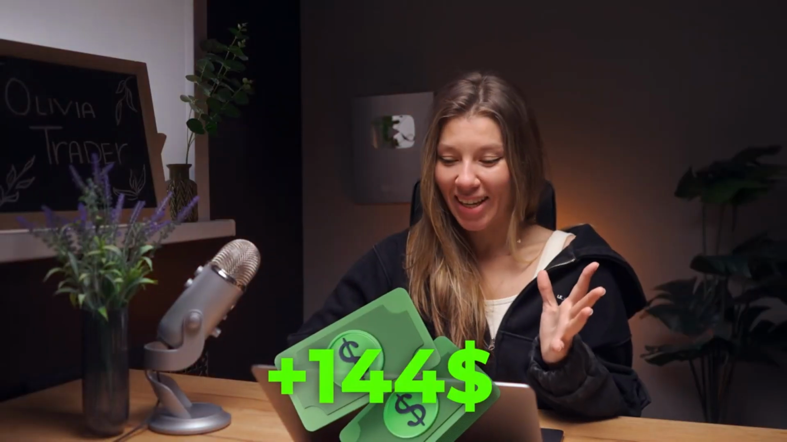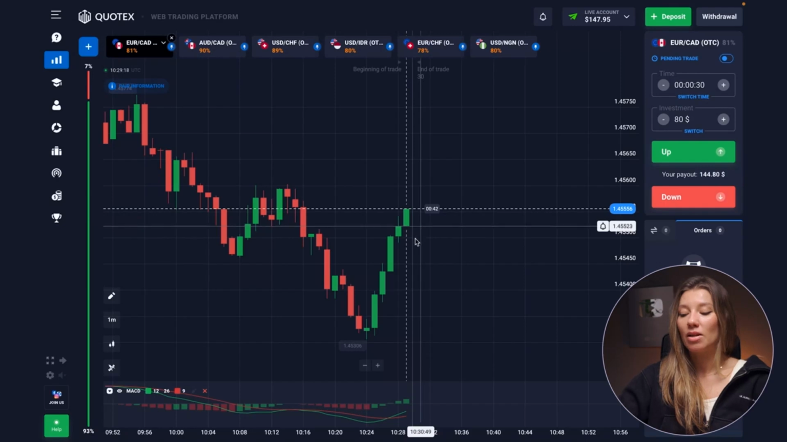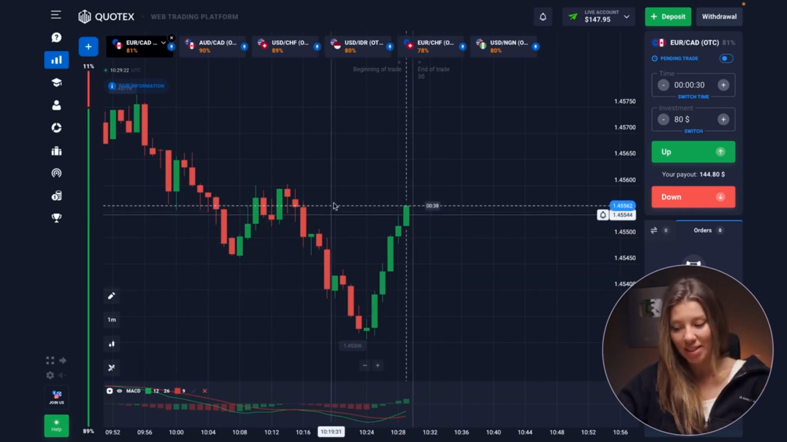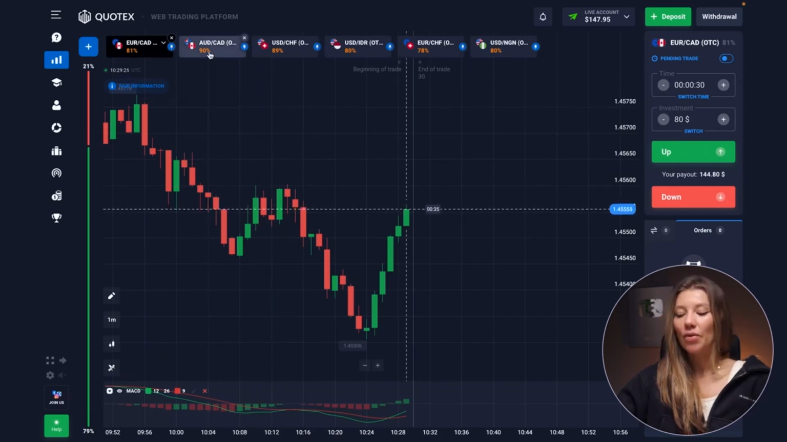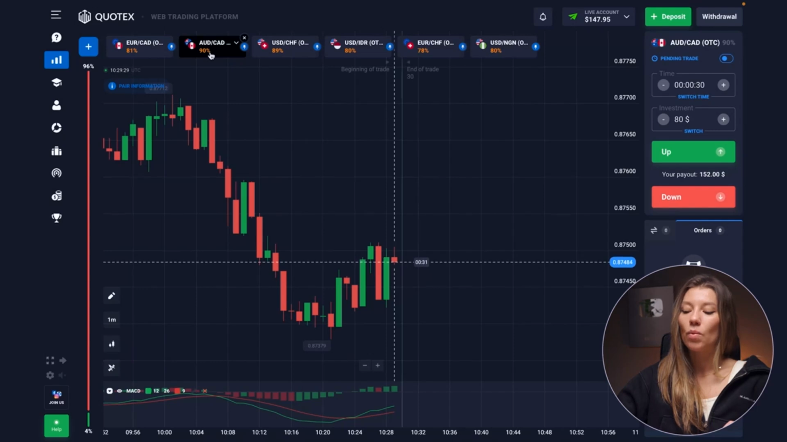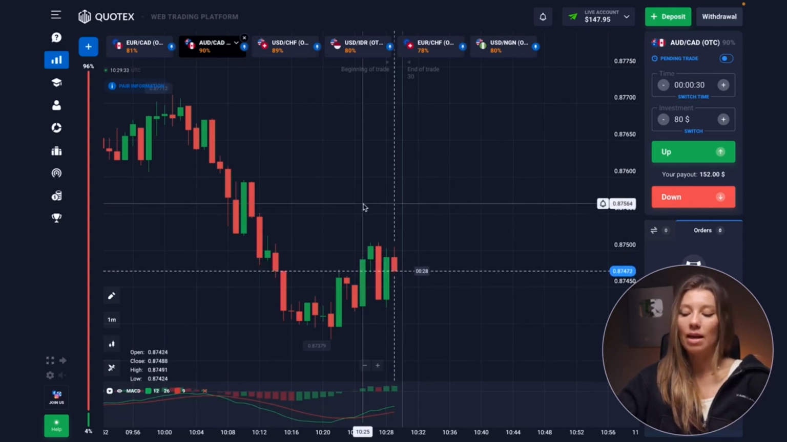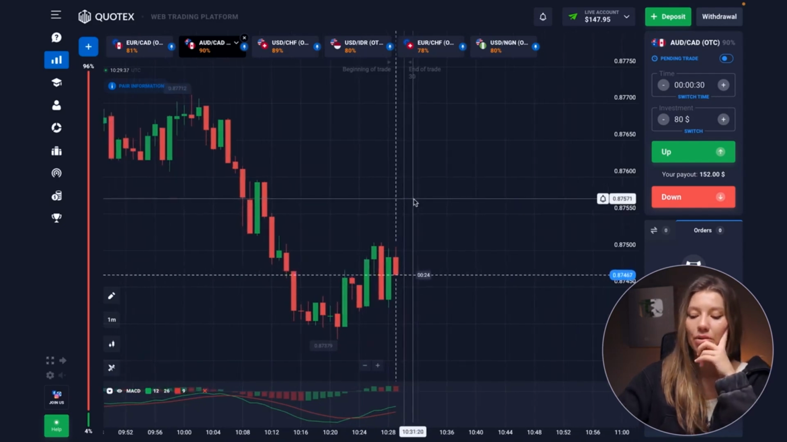Perfect occasion, friends. With these small steps in terms of time expiration, we will get our profit much faster. So if you see, after two small deals I have more than $100. That's awesome. Let's go further and let's work with the Australian dollar and Canadian dollar. Fine, this provides me with 90% payout.